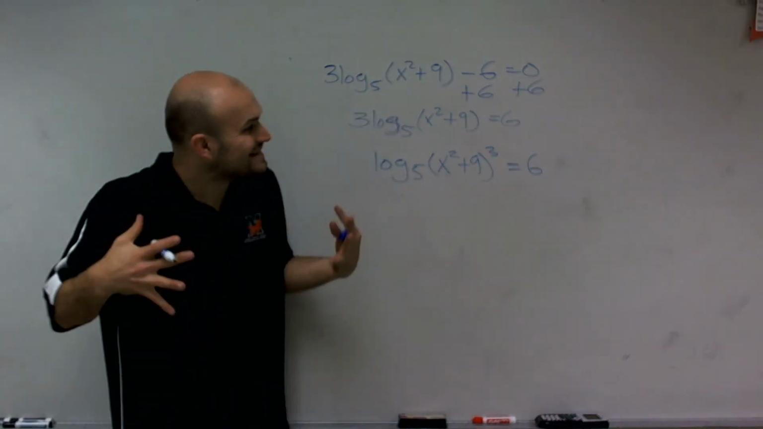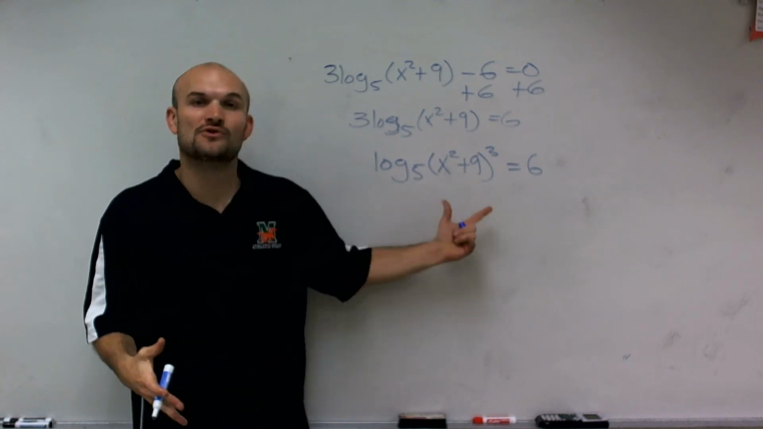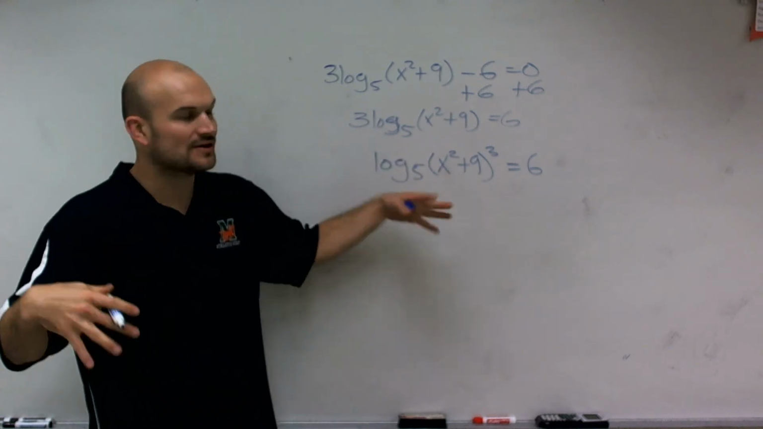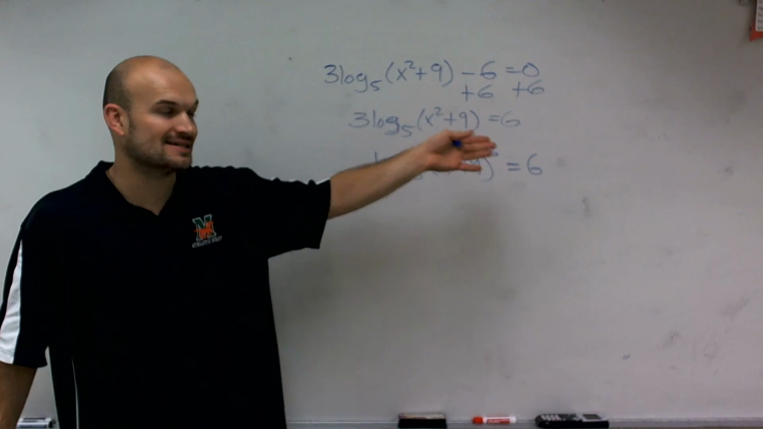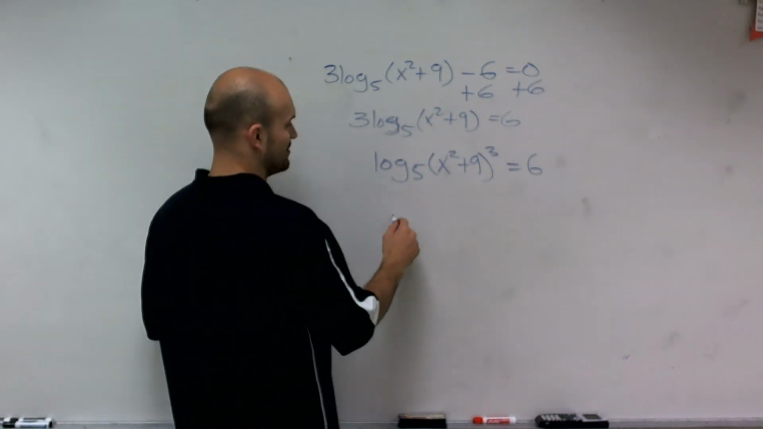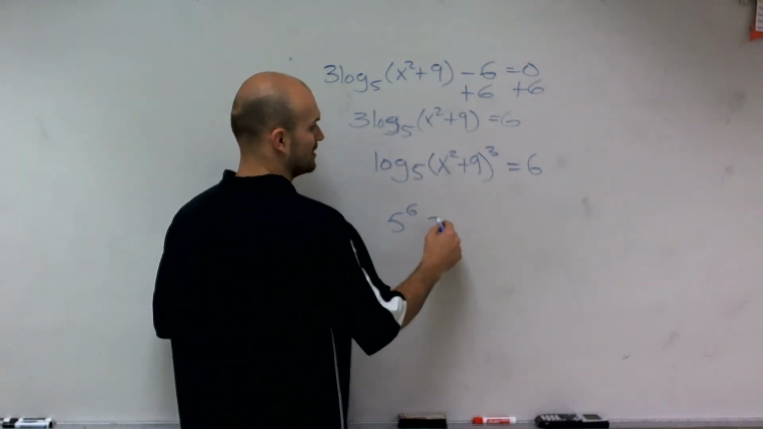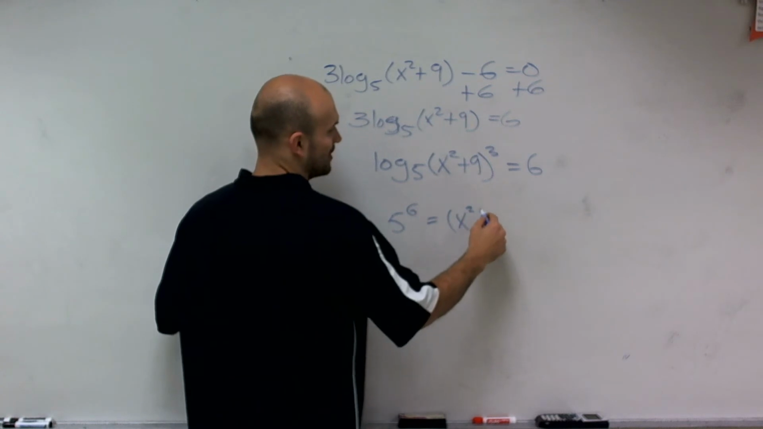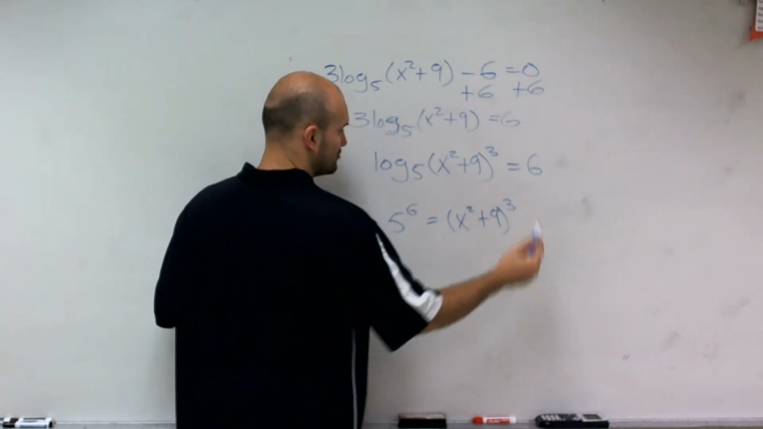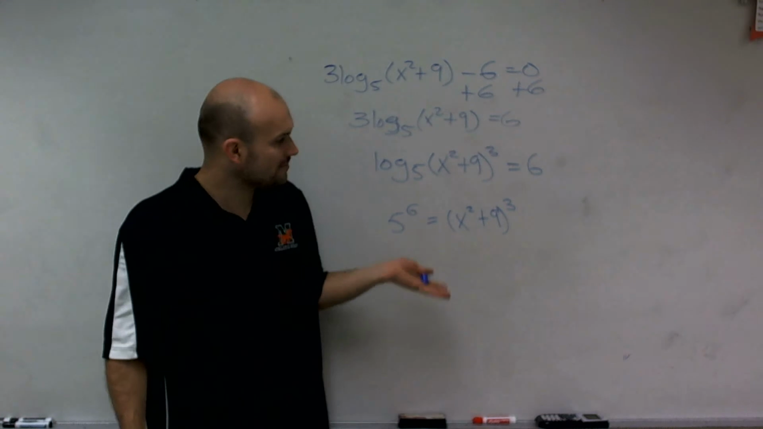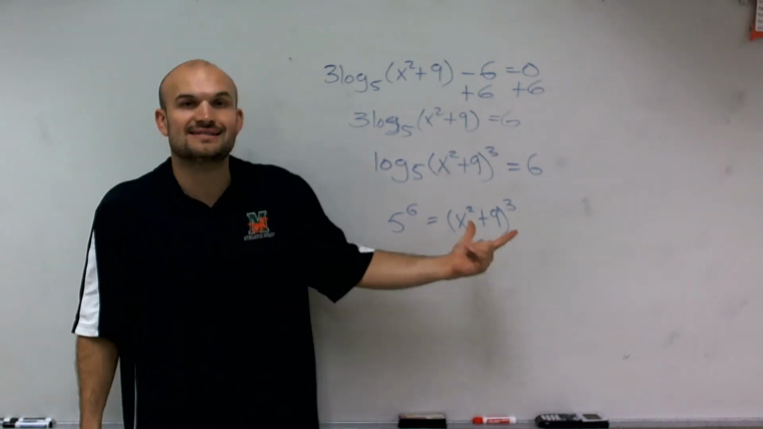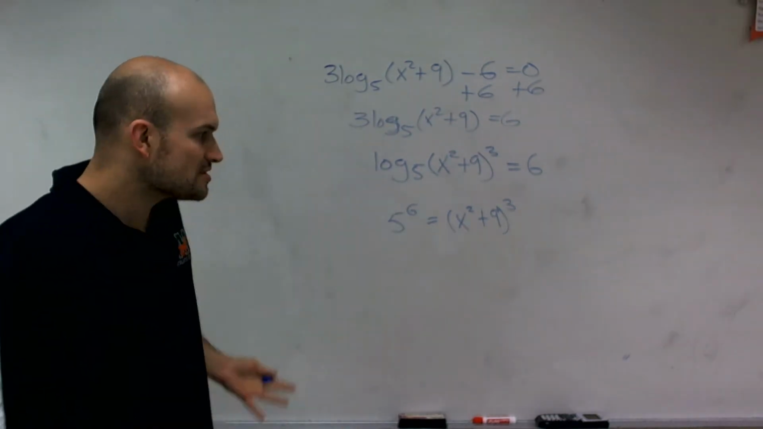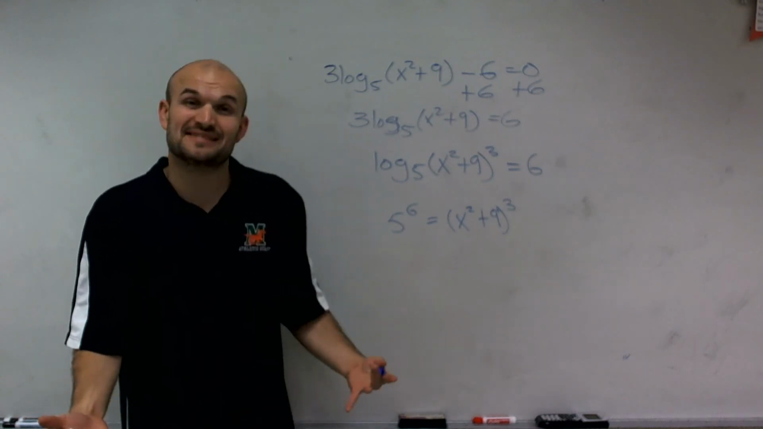All right, now you can see that this is in logarithmic form, right? So now to solve for this, I can rewrite this in exponential form. So I can rewrite 5 to the 6th power equals x squared plus 9 cubed. All right, and that's so important because now I'm at a point where I can see how I can solve this.